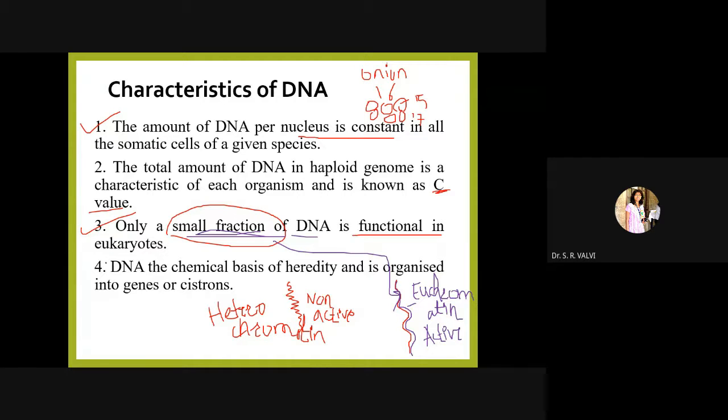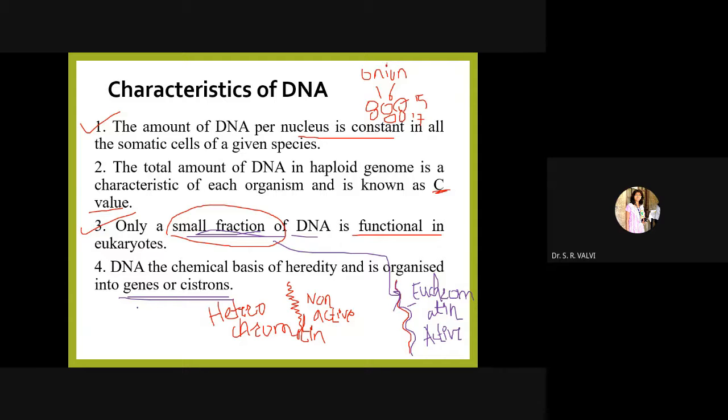Now see the next characteristic. DNA is the chemical basis of heredity and is organized into genes and cistrons. What we are saying is that the cell is the structural and functional unit of life, right? Our body or plant body is made up of cells. Likewise, for DNA, the structural unit or the chemical basis of heredity is genes or cistrons.